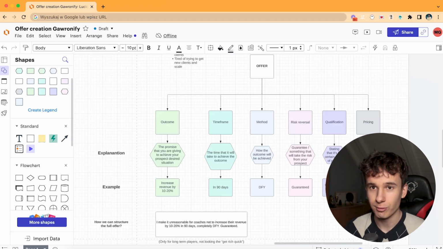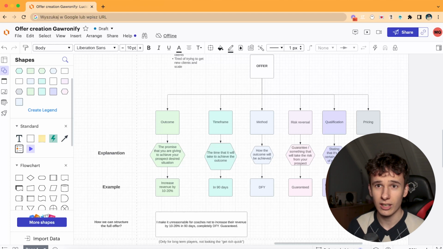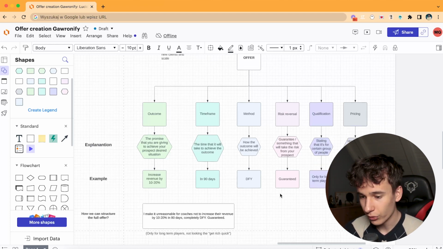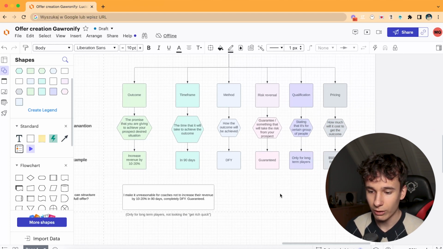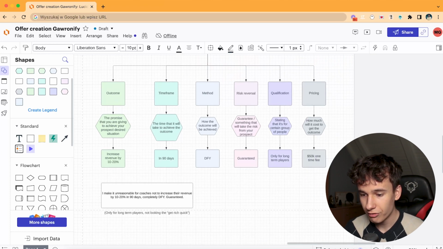The method that will be used to get the results, so how the outcome will be achieved. It could be done for you, done with you, coaching, consulting, do it yourself. Of course, a risk reversal, so a guarantee or something that will take the risk from your prospect. It could be a guarantee, pay per result, many options here. And the qualification.